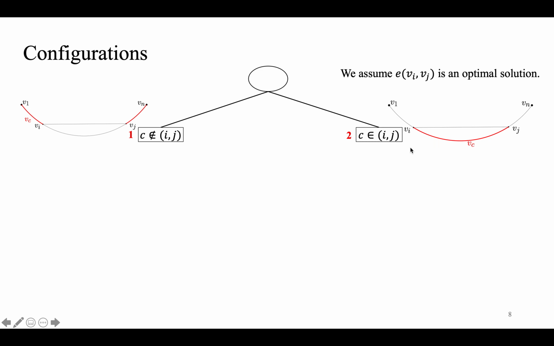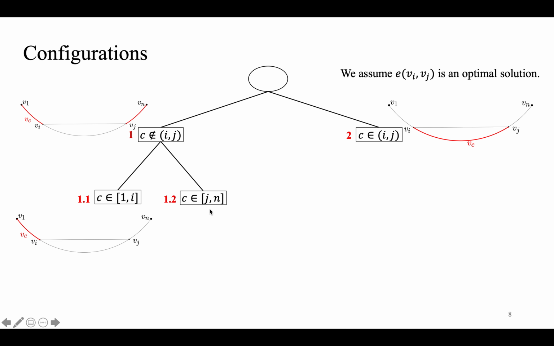Otherwise, the center lies on the subpath between Vi and Vj, like the red paths in this picture. Then we have case 2. For case 1, if the center is on the subpath between V1 and Vi, we have case 1.1. Otherwise, we have case 1.2. For case 2, we consider the location of the farthest vertex Va.